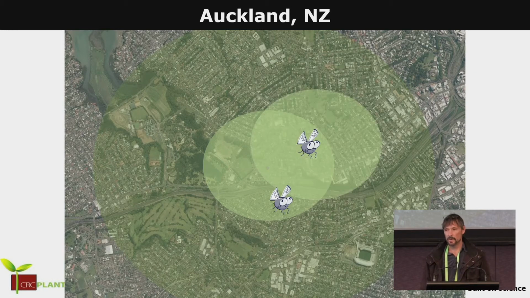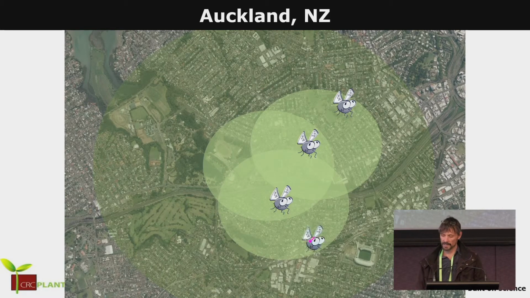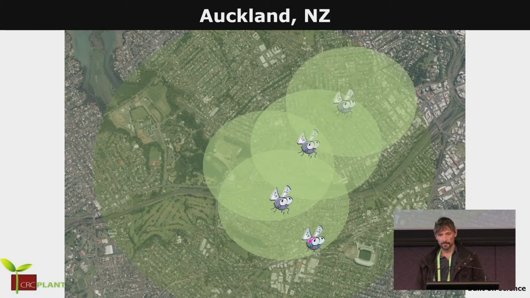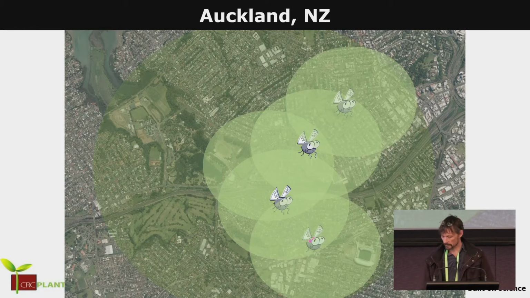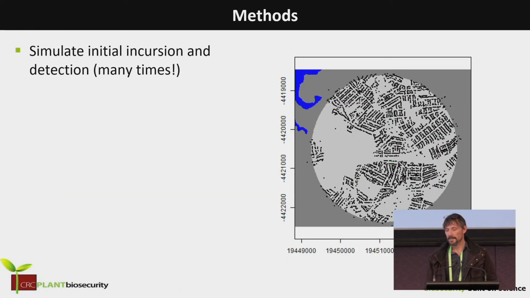And so if they then show up in traps, we extend the high density zone around where those further detections occur, and we might find more out there as well, and then we extend those out and so on. So that's the method that we were basing it on. So our method was to simulate the initial incursion and the detection, and again, do that many, many, many times to get a full risk profile.